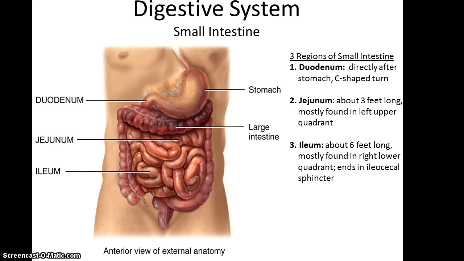Alright, small intestine. Small intestine has three main regions. The duodenum, which is a C-shaped section that's only a few inches long and comes directly after the stomach. The second is the jejunum, which is about 3 feet long and found mostly in the upper left quadrant. And then the ileum, which is about 6 feet long and mostly found in the right lower quadrant. And the ileum ends in the ileocecal sphincter, which then will allow whatever's in the small intestine to enter the large intestine.